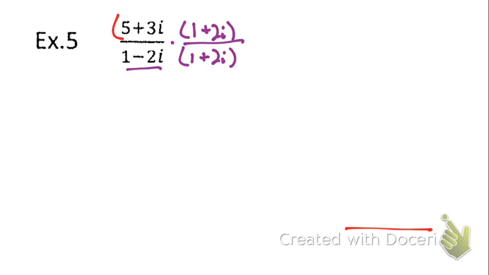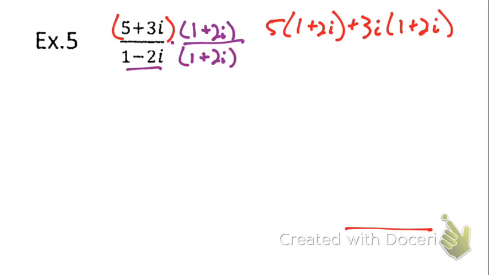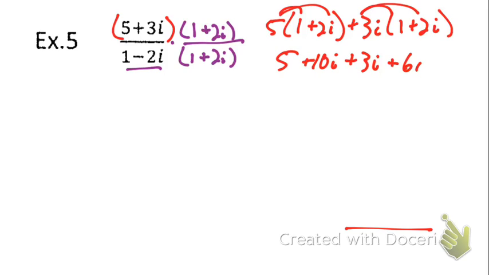Starting with the numerator in red, I have 5 times 1 plus 2i, and then plus 3i times 1 plus 2i. So this is going to be 5 plus 10i plus 3i, and then plus 6i squared. Have to be careful there. So that's going to give me my 13i, and this is 6 times negative 1, so that gives me negative 6. 5 minus 6 is negative 1. Okay, so that's my numerator.